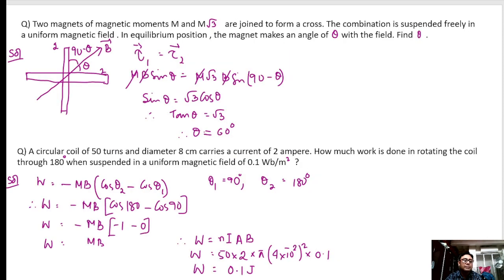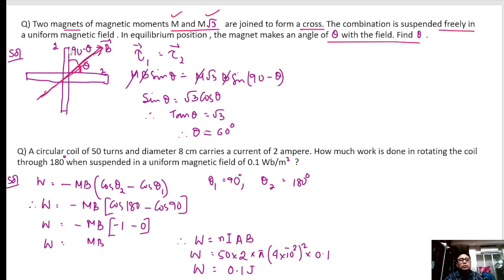Next, friends, they have given there are two magnets of magnetic moment. One is this, one is this, one is this, one is this, are joined to form a cross. This is the cross. The combination is suspended freely, and in the equilibrium it makes theta with the field. So see here, it makes theta with the magnetic field. This is the magnetic field. It makes theta.